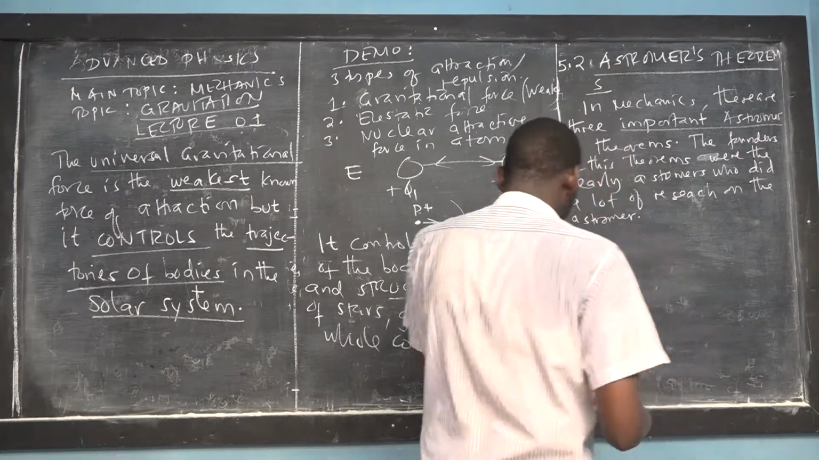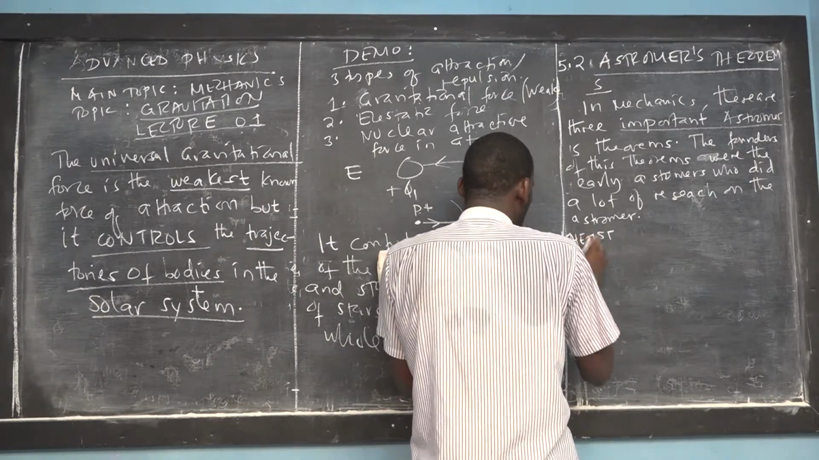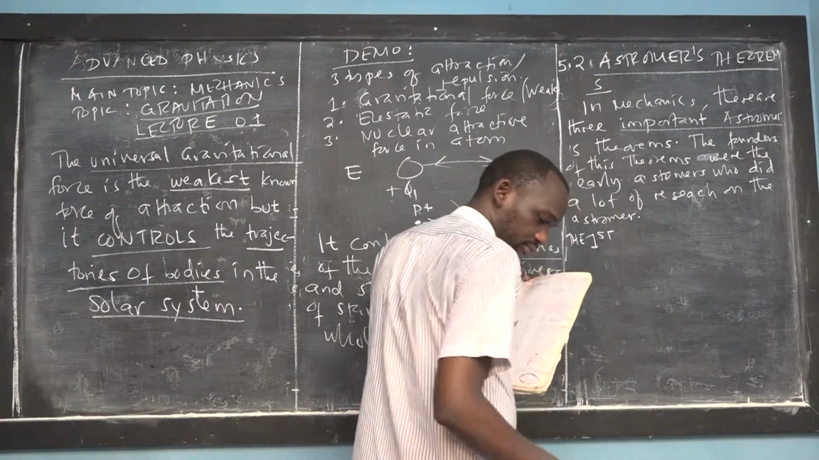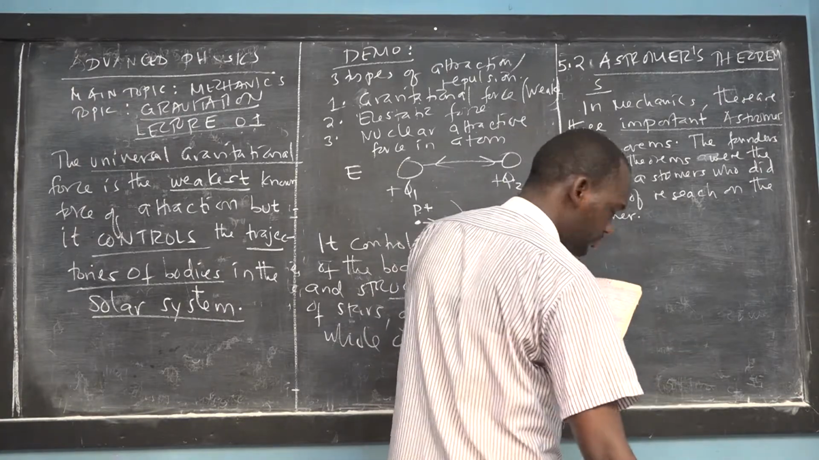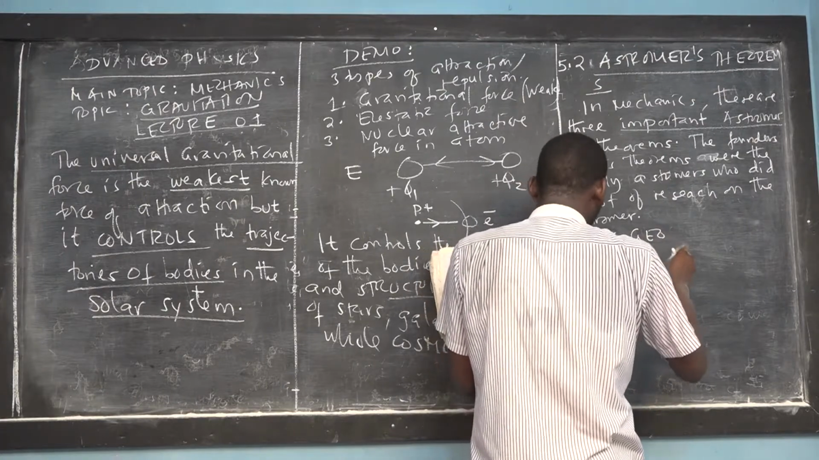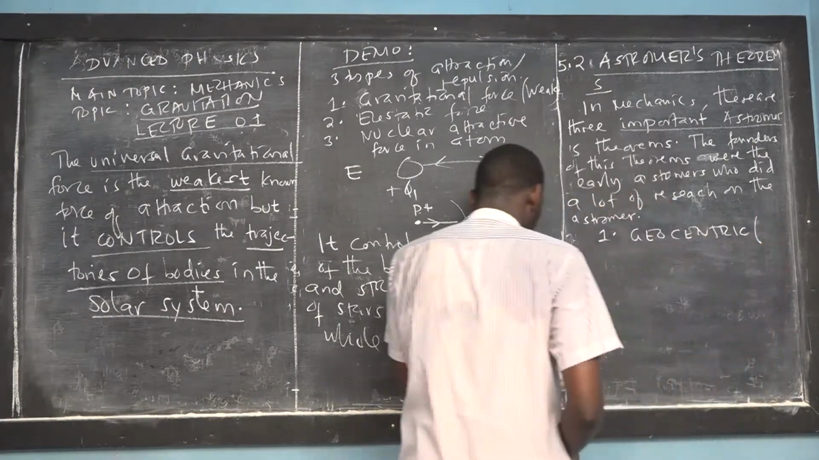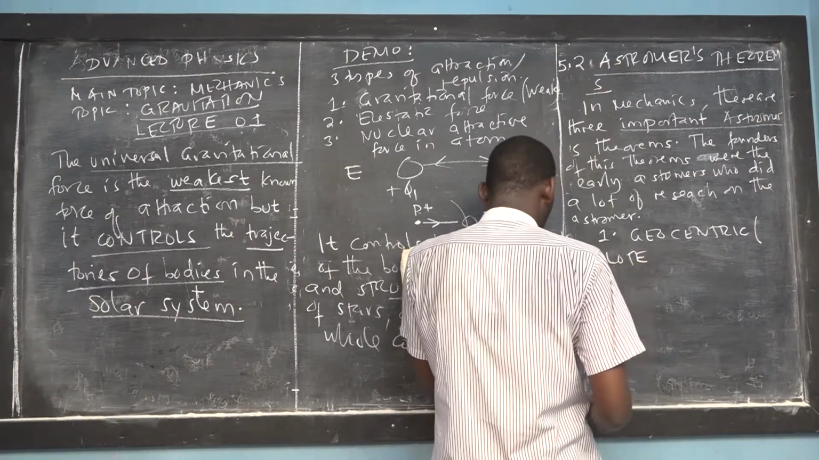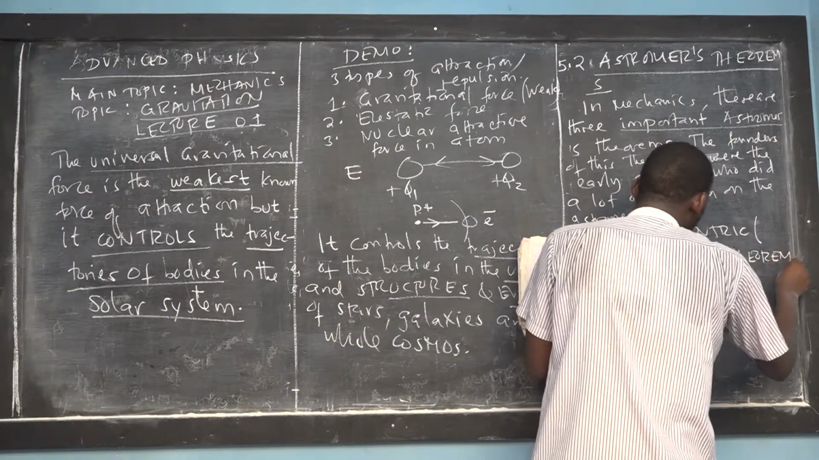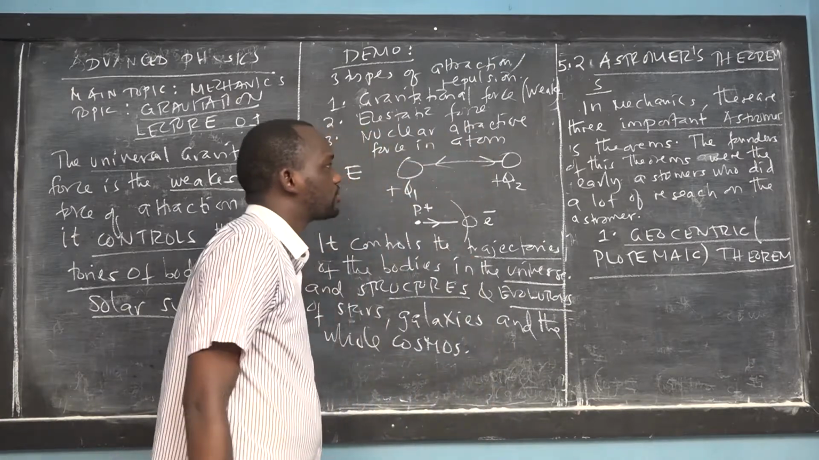The first astronomers' theorem is called the geocentric. Say it with me, geocentric. Again, say geocentric, because if you pronounce it, you get it in your mind. Some references call it the Ptolemaic theorem. Geocentric or Ptolemaic theorem. This one is one of the astronomers' theorems.